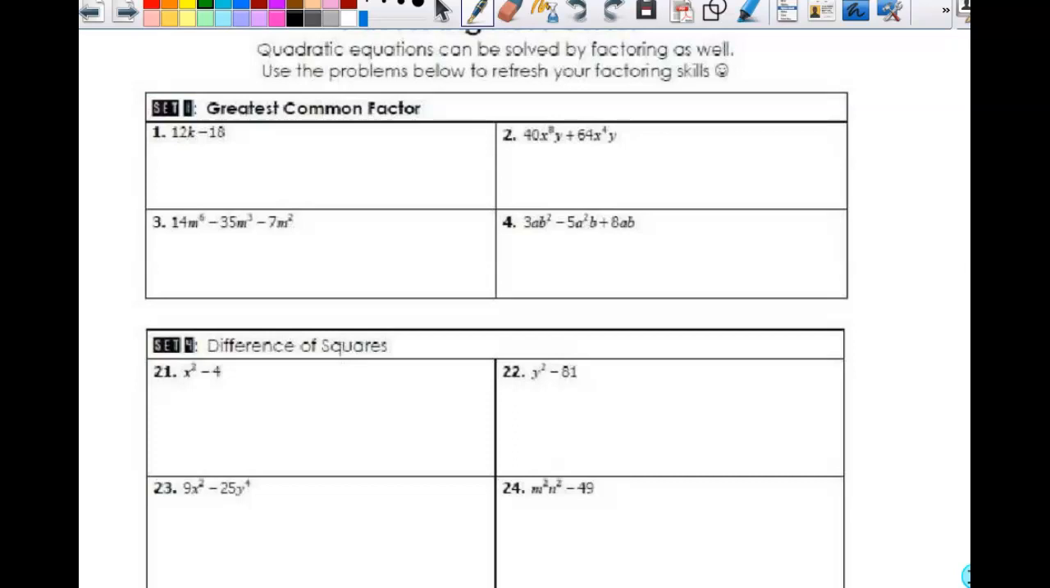So when you look at number 1 here, I'm going to be able to factor something out. K is only on one of the terms, so I can't factor a K out. But what's the biggest number I could divide out of 12 and 18? 6. Very good. So I can factor out a 6. That would leave me with 2K minus what? 3. And then that's as factored as it gets.